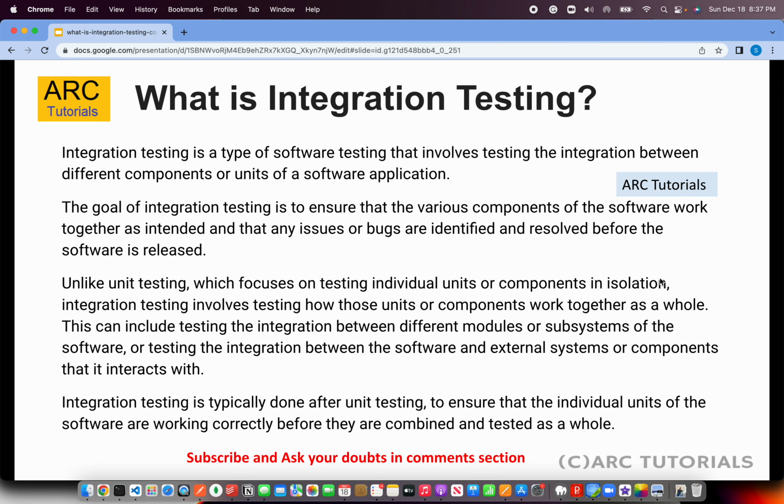Alright, so what is integration testing? Integration testing is a type of software testing that involves testing the integration between different components, units of a software application. That's a very vague and generic statement, but if you have to explain, you can always say that integration testing means testing different systems, different components or different services in a software application. When we talk about integration, we are talking about different applications, different frameworks, different microservices, etc.